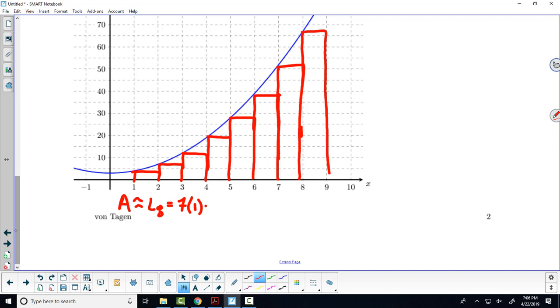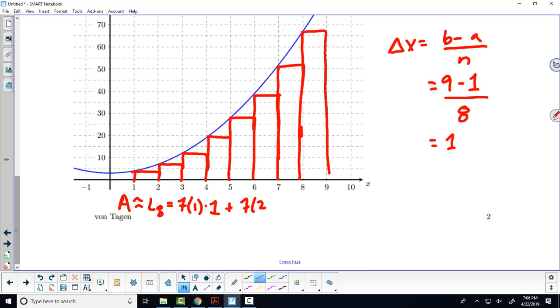Times, what's my delta x here? 1. How do you know that? 9 minus 1 over 8. Yeah, let's use that formula. We said that delta x is equal to b minus a over n. So the rightmost value is still 9. The leftmost value is still 1. But what's changed? The number of rectangles is now 8, and when you simplify this, you get 1, which is our delta x. Okay?